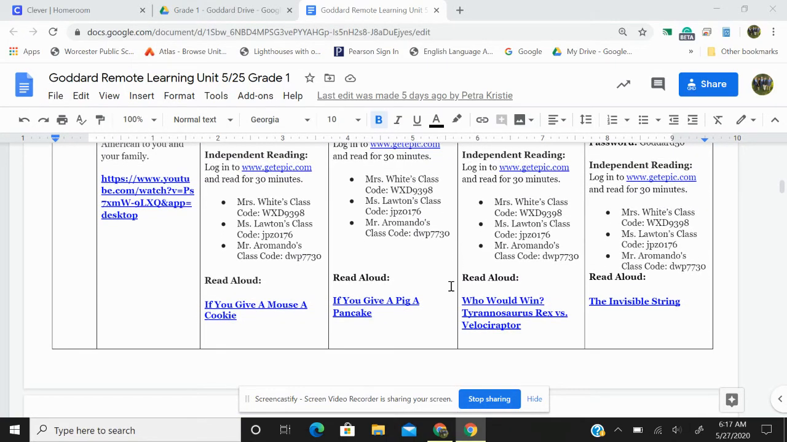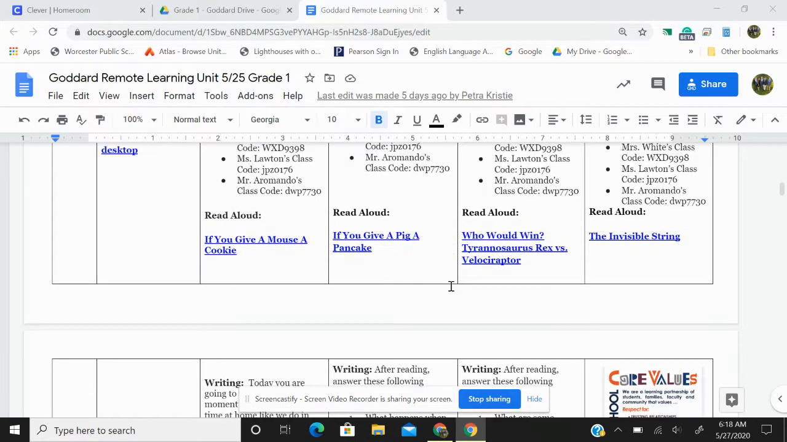Here is a read aloud for today. It's If You Give a Pig a Pancake. Ooh, another one of my favorites.